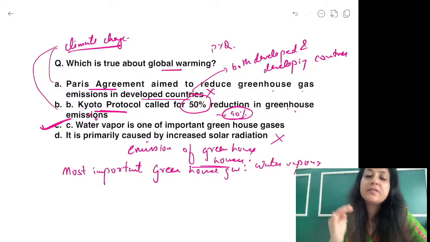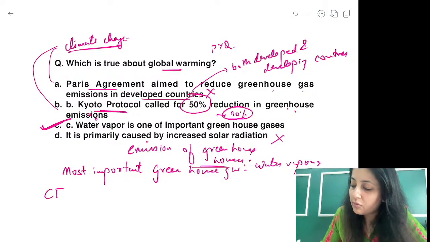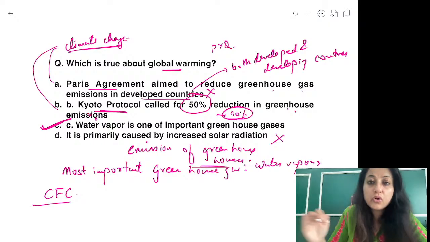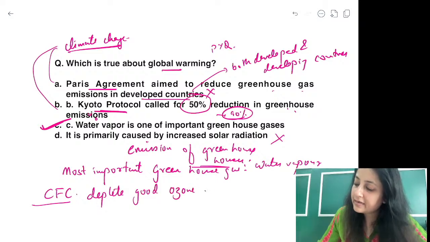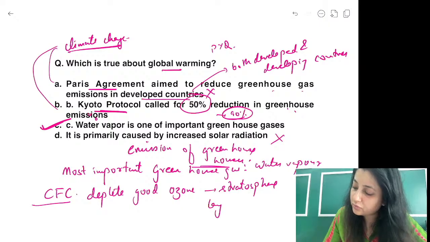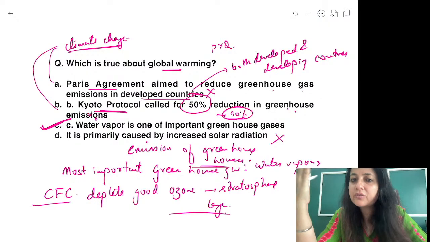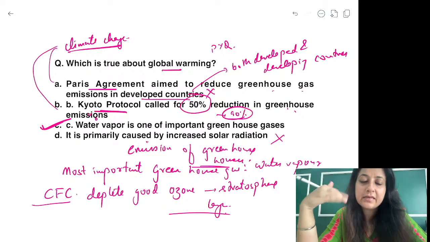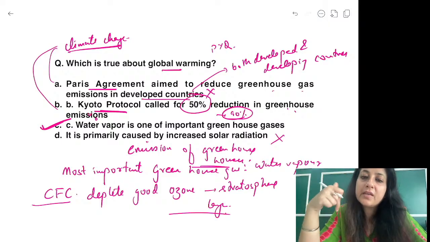Just a couple of questions. Somebody earlier mentioned in the comment section chlorofluorocarbons. What are these doing? Chlorofluorocarbons, guys, deplete the good ozone in the stratosphere layer. And that good ozone is getting depleted, so all the harmful radiations from the sun are reaching the earth. Got it? Global warming.